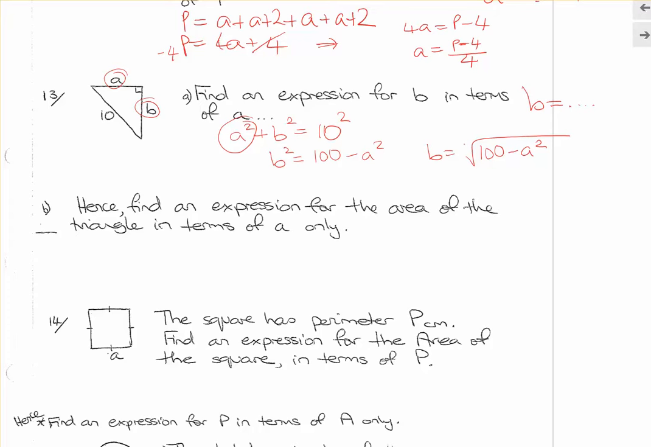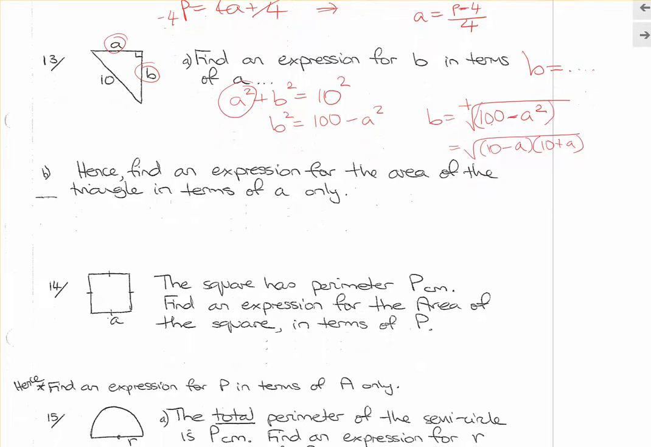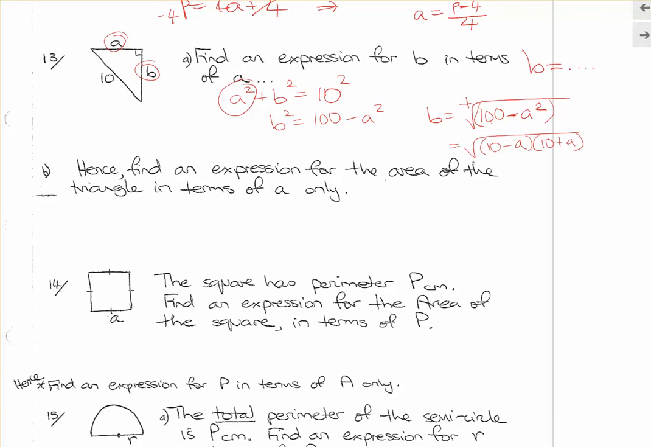We only want the positive square root because B is a length. While we can square root the 100, while it's got the minus in between, we can't. Interesting to note that underneath the square root there we've got a difference of 2 squares. We could write it as 10 minus A, 10 plus A, but not really gaining anything. Good to spot though.